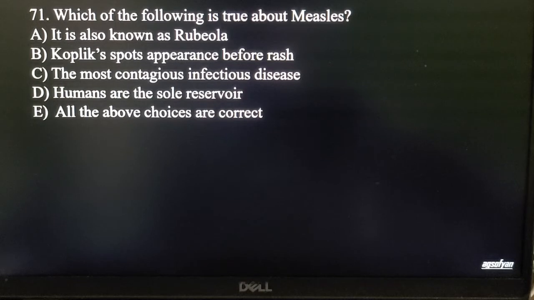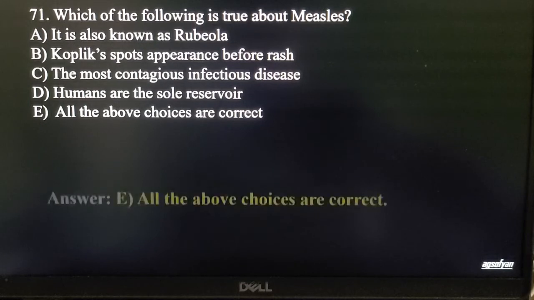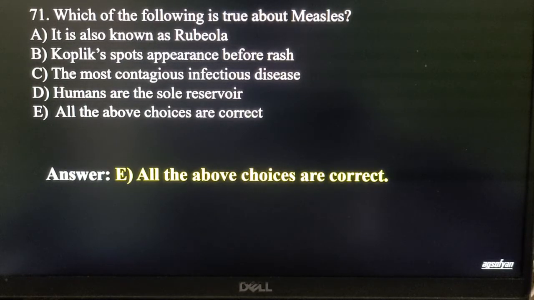71. Which of the following is true about measles? It is also known as rubeola. Koplik spot appearance before rash. The most contagious infectious disease. Human aerosol reservoir. And E. All the above choices are correct. Choose your answer. The answer is E. So all the above is actually characteristic of measles.